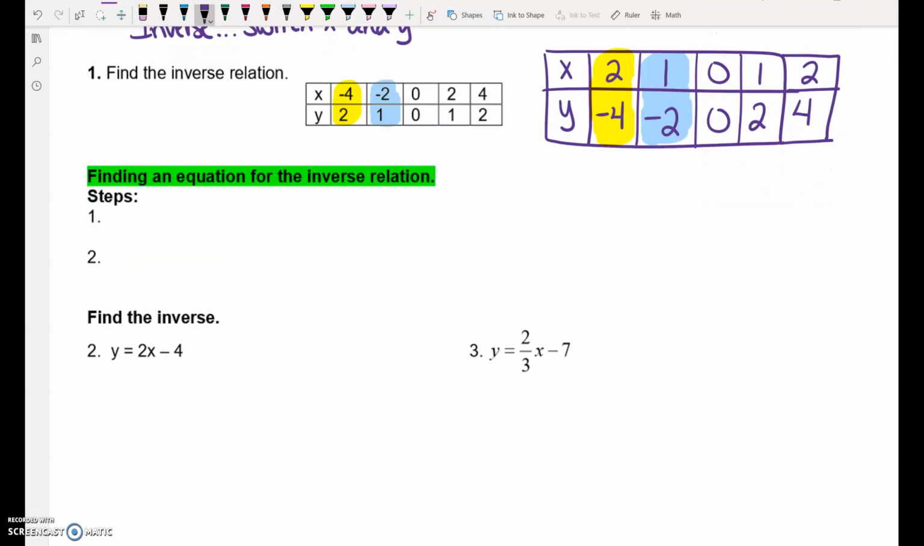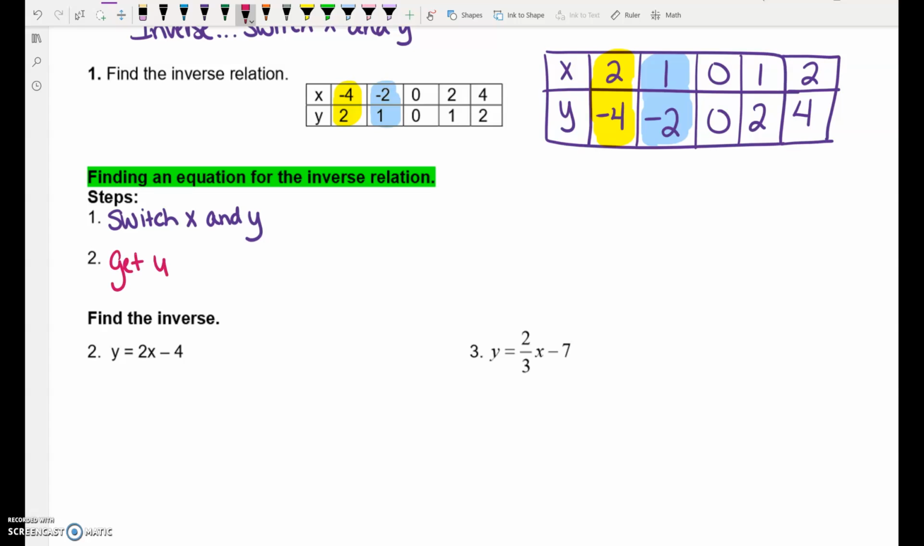If we're finding the inverse of an equation, here are the steps we're going to follow. Our first step is we switch x and y. That's the actual process of inverting. Switch the x and the y. And then step 2 is solve for y, which basically means get y by itself.